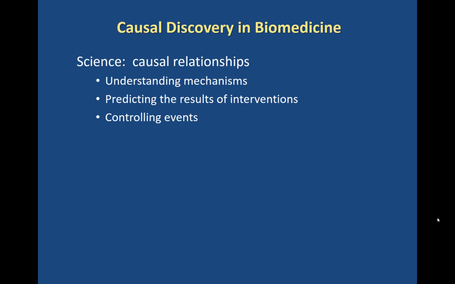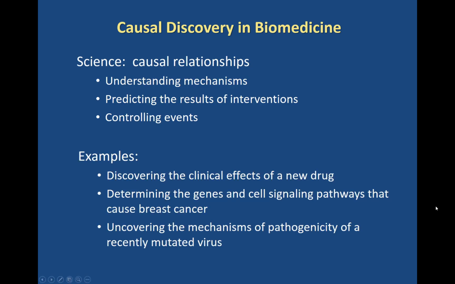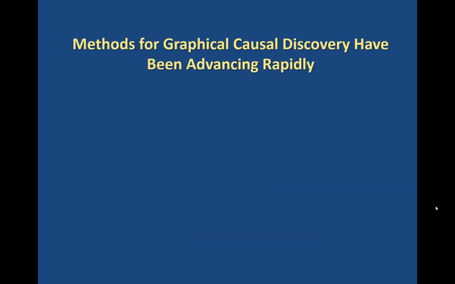So science has many reasons to look at causation. We want to understand the mechanisms of things. We want to predict the results of interventions. We want to control events if we possibly can. Some examples are discovering the clinical effects of a new drug, determining the genes and cell signaling pathways that cause breast cancer, and uncovering the mechanisms of a recently mutated virus.